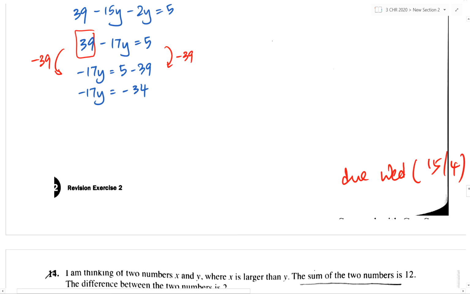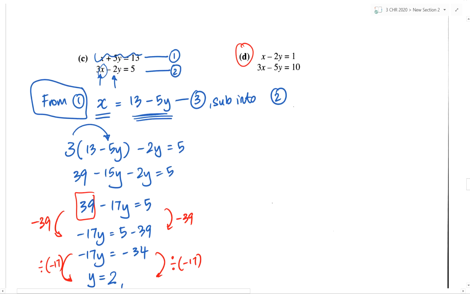So now I will divide by negative 17. Once I do that, I will get y on the left hand side. On the right hand side, according to my calculator, it is 2. We have solved half of it. Since I have y, I need to find the value of x. I have an option to either substitute into equation number 1 to find x, or equation number 2 to find x, or I can sub into equation number 3 to find x.